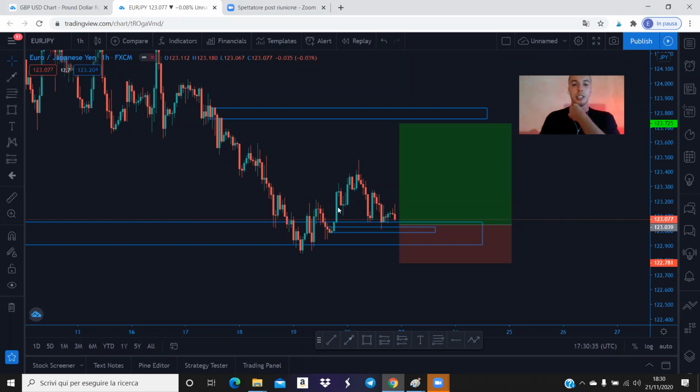With this strategy, you just hold until take profit. Just after 30 pips, just put stop loss at entry, but don't close before the trade goes to take profit.